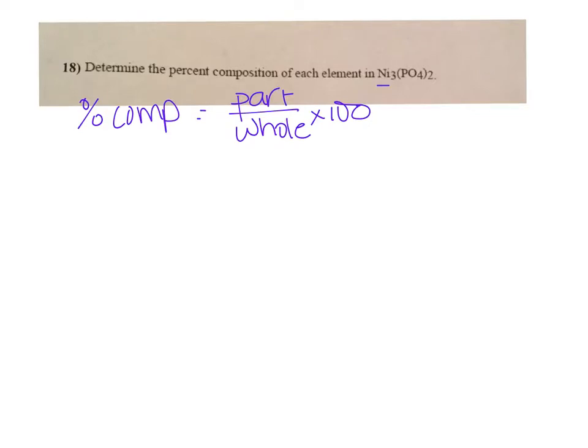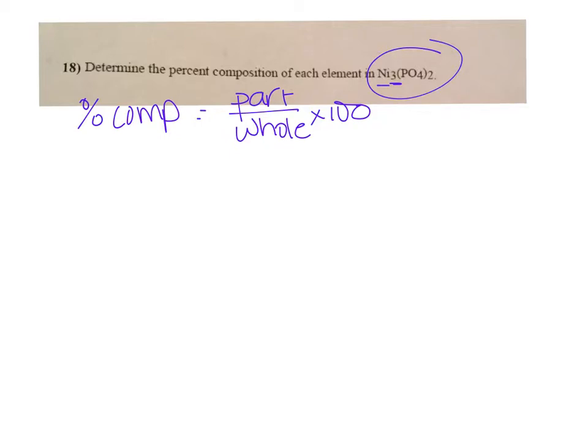Okay, so number 18 is talking about percent composition. So when we do percent composition, the big idea is that you're going to be doing part over whole, you're gonna multiply it by 100. Okay, so you're gonna look at each individual molar mass, multiply it by its little subscript, and then you're gonna put it over the total mass here and multiply it by 100 to make it that percent, okay?